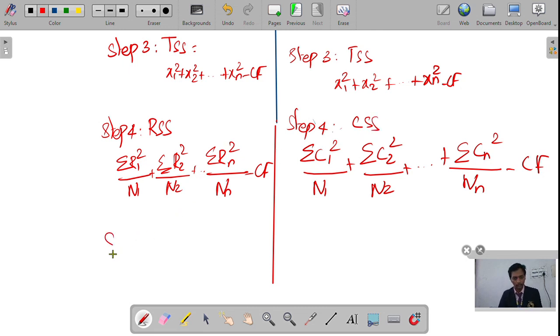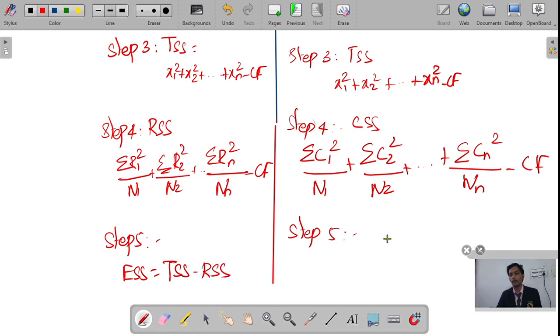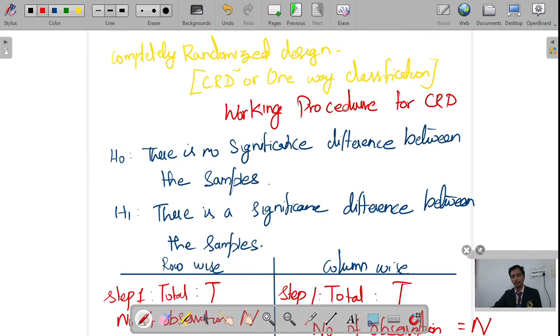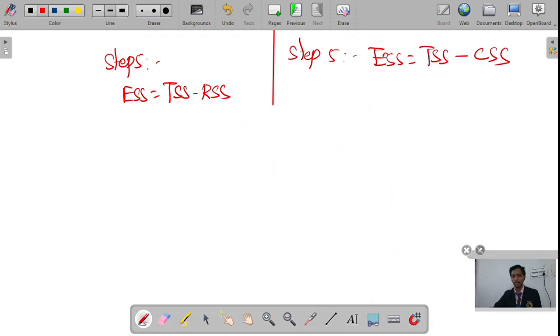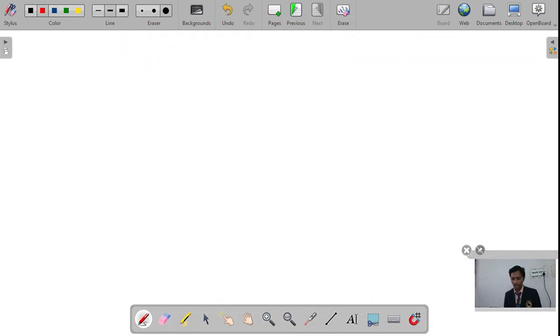Step 5, the same thing. ESS is calculated by TSS minus RSS. In the case of column wise, ESS is calculated by TSS minus CSS. So these are the basic things to calculate for any kind of problem, row wise or column wise. Now we move on to the ANOVA table.